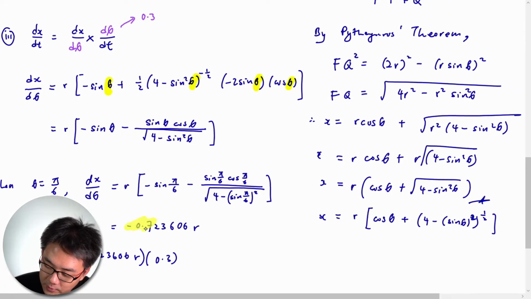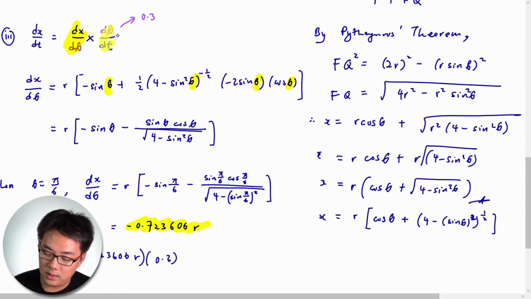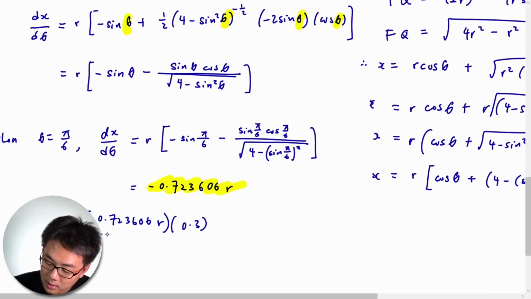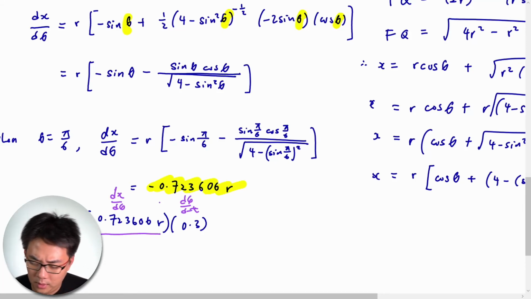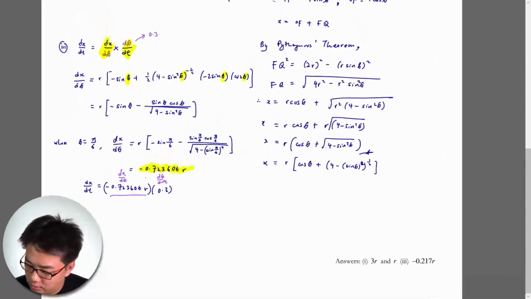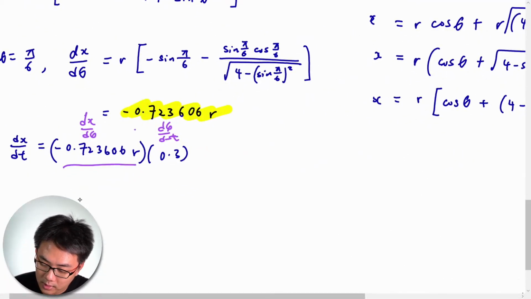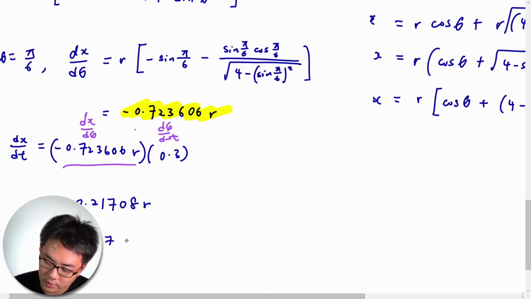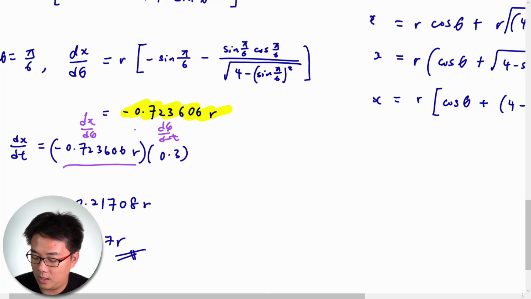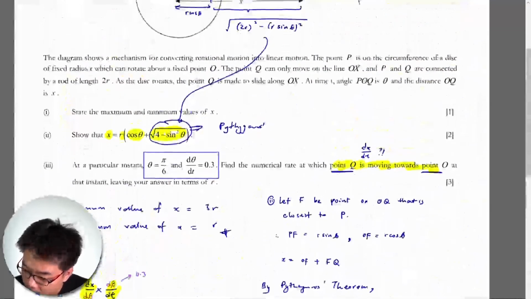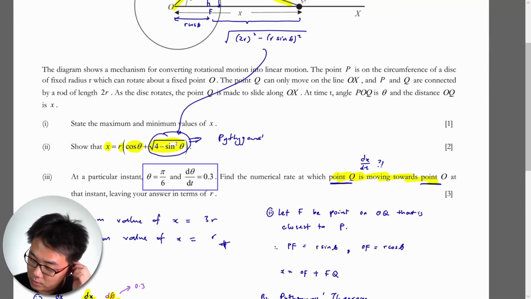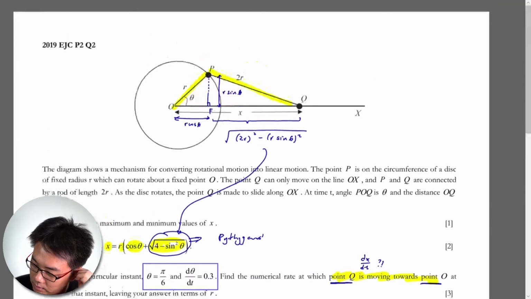Because I was able to solve dx d theta, and d theta dt is 0.3, so dx dx d theta times d theta dt, I will get that multiplied with 0.3. So very good. Got the answer. So this is negative 0.217 r, cm per second? Is it per second? Usually just write in terms of, they did not write, right? So I'm just going to leave it as such.